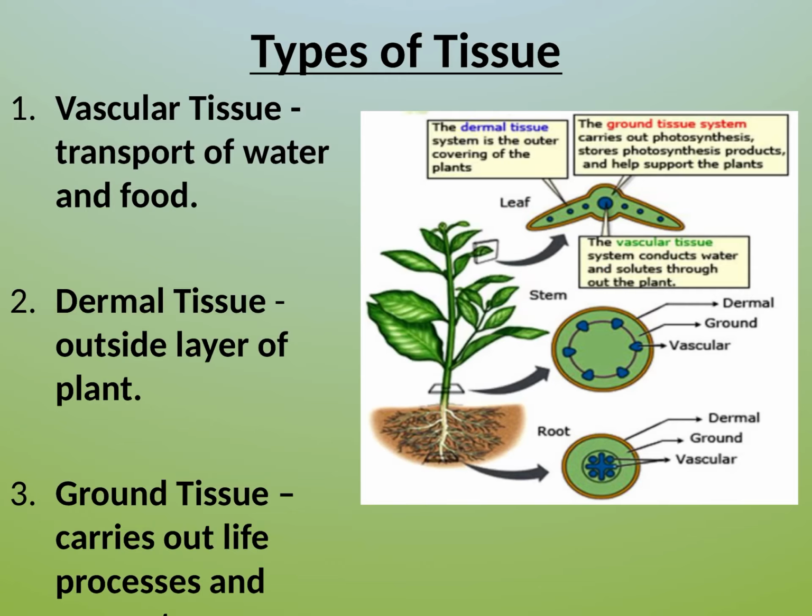This carries out the processes of life and photosynthesis and helps support the plant. So ground tissue makes it sound like these are the tissues that are found underground, like in the roots. That is not the case. If you look at the picture on the right side of your screen, ground tissues are found all throughout the plant. In the roots, in the stems, in the leaves, everywhere. You read the little caption, it says the ground tissue system carries out photosynthesis, stores photosynthesis products, and helps support the plant. So even though it just says ground tissue, it's not just found in the ground. It's not just the roots, it's found throughout the plant, and it helps support the plant in its life.